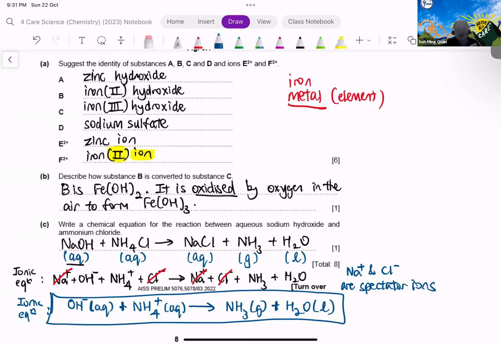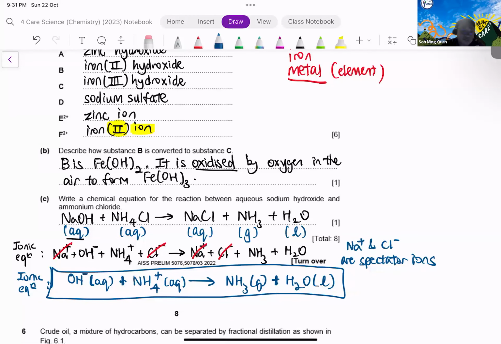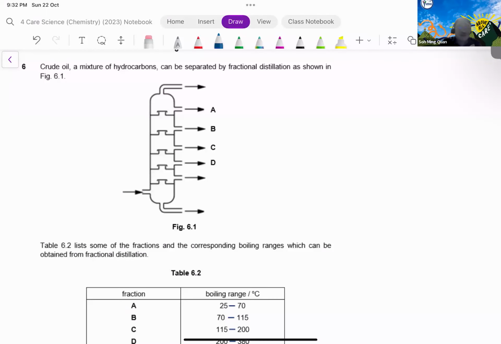They just sit down there and look at the reaction. They are spectators of the reaction. So the ionic equation will cancel away all the spectator ions so that you're only left with the ions which have changed. All right, and you notice the ionic equation must have state symbols. Okay, so the state symbols are important for ionic equations, even if they didn't specify. Okay, let's move on to question 6.